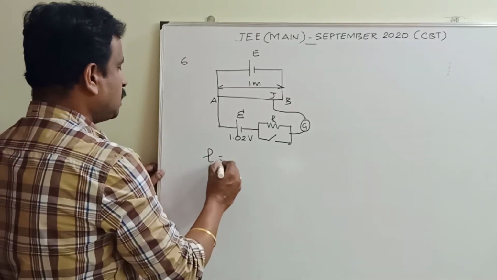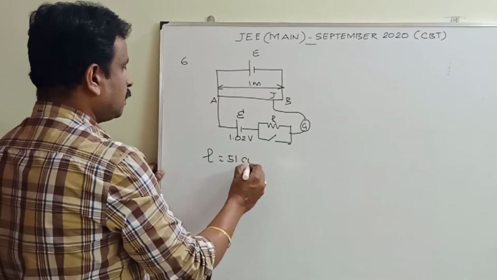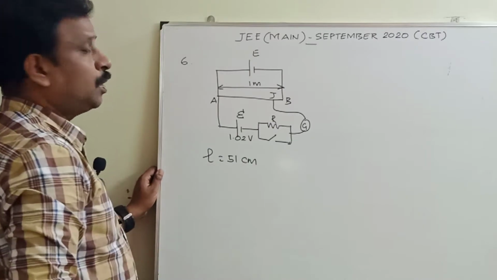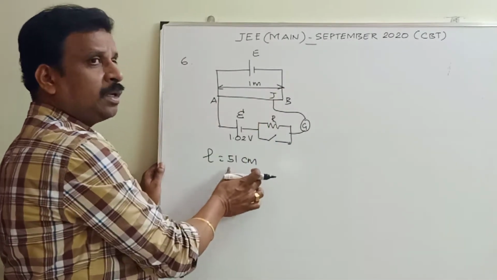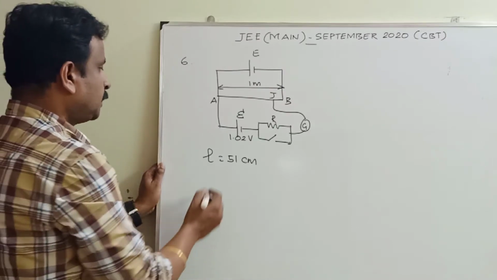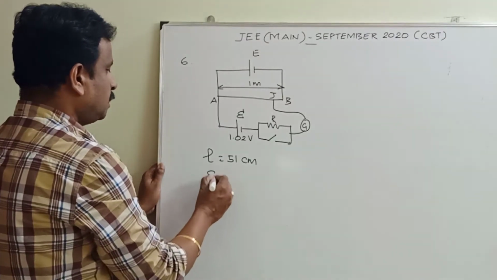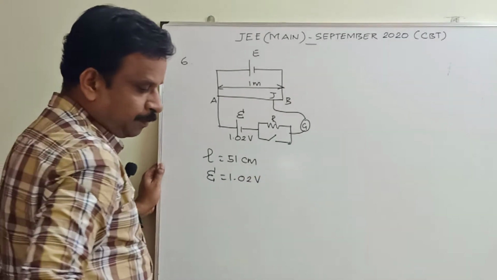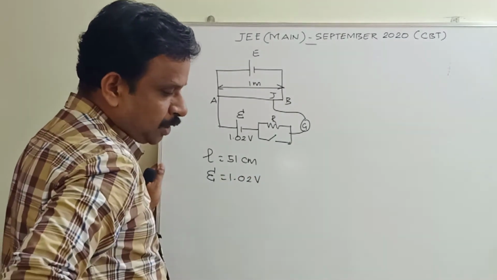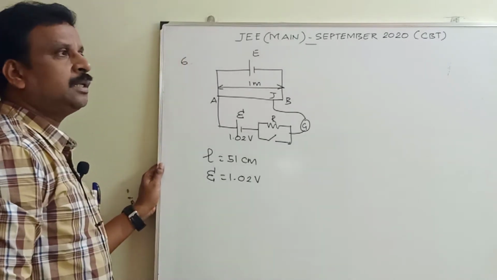Balancing length is 51 centimeter. So when the circuit is closed, you will get the balancing point at 51 centimeter. That is your balancing length, and the EMF is equal to 1.02 volt. Now they are asking about the potential gradient of the potentiometer wire AB. What is the potential gradient?